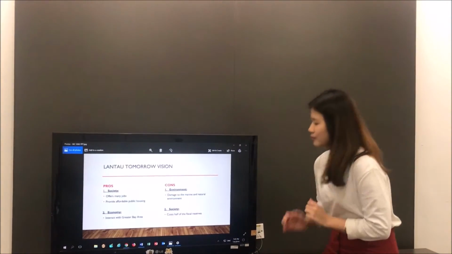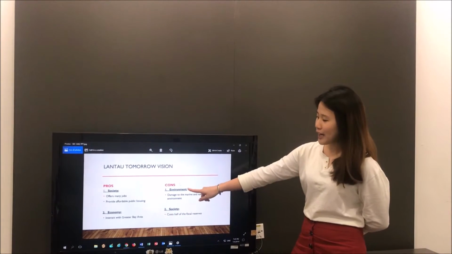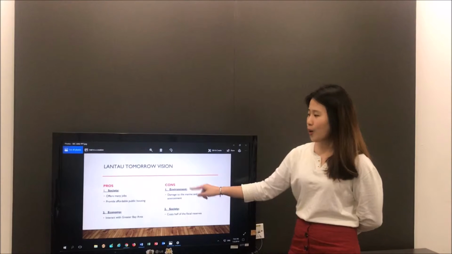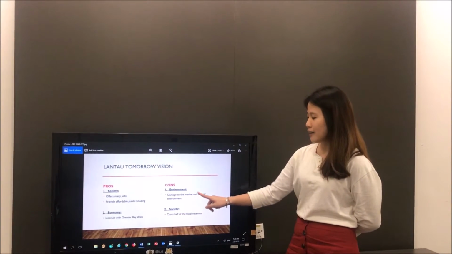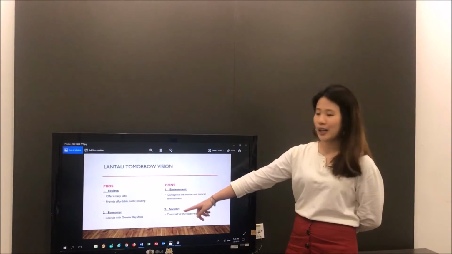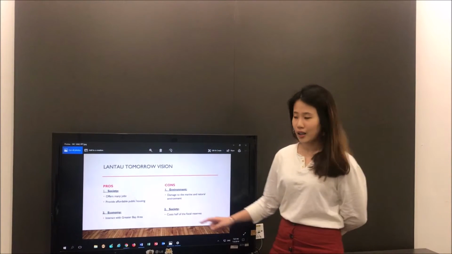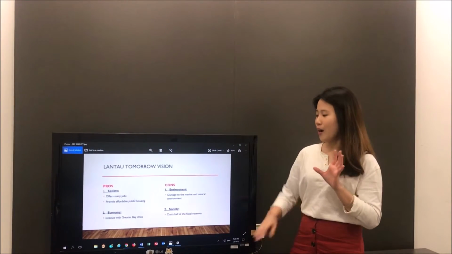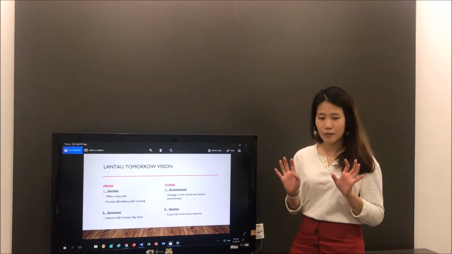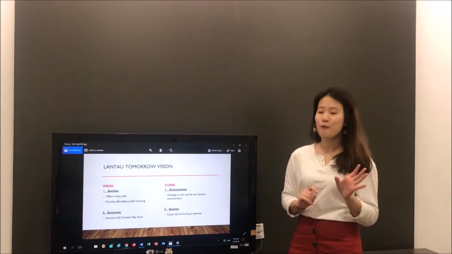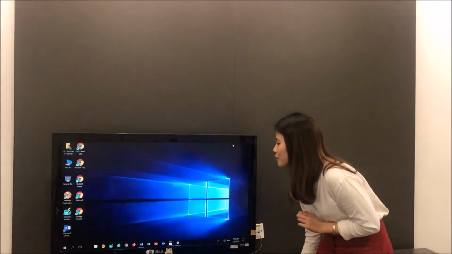So let's look at the con. Okay, the first argument is environment. So Lantau Tomorrow vision will damage the marine and natural environment. Cynthia, can you help me? So damage here, is it beneficial or harmful to the marine and natural environment? Damage means harmful. Harmful. So, okay, it is harmful to the marine and natural environment.